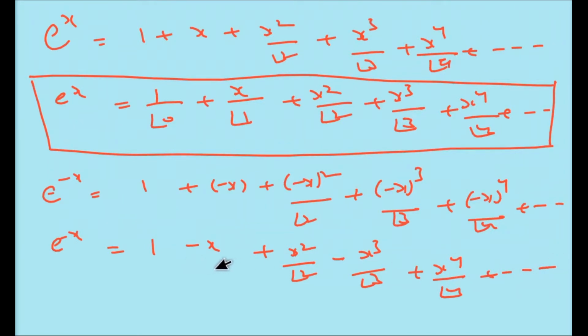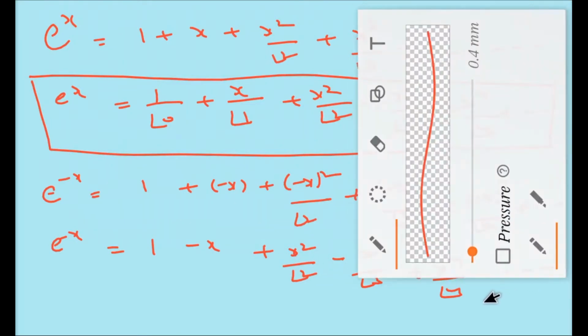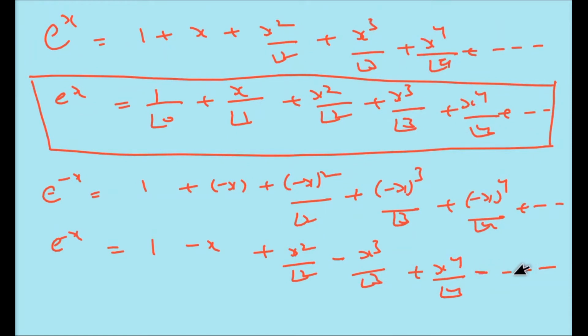Okay, alternate sign: 1 minus x, plus minus plus, plus minus plus, and so on. So you can see here, this way you can alternate the signs, and you can solve this one. Let us add this. What we get here, if we want to add this, e to the power x plus e to the power minus x, you can add this.